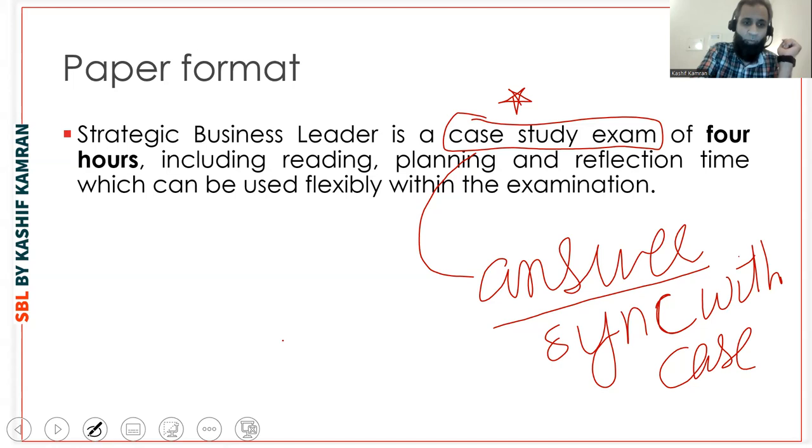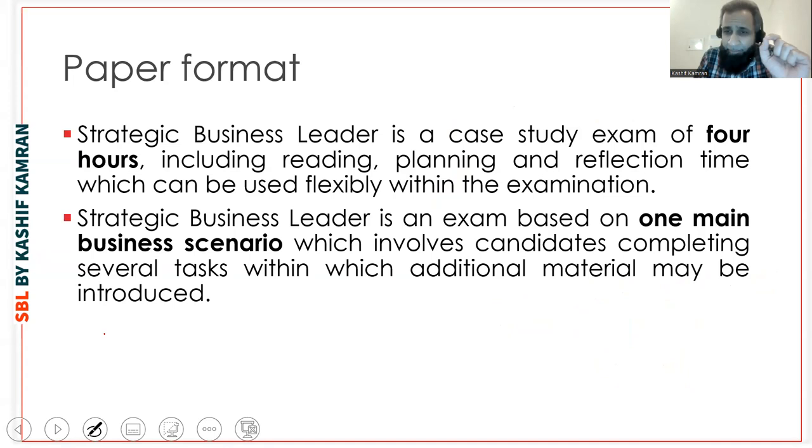Now, moving ahead, Strategic Business Leader is an exam based on one main business scenario, which involves candidates completing several tasks. So you will have one scenario. Suppose a scenario is about ABC company. The examiner will tell you everything about ABC company: the operations, the competitors, the business environment, the risk, the strategies, the governance, everything about ABC company in like 10 to 12 pages of reading. Exhibit one, exhibit two, exhibit three, exhibit four, exhibit five, exhibit six. There are many exhibits which contain information about the company.